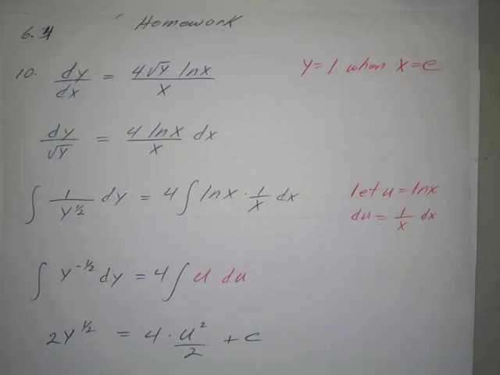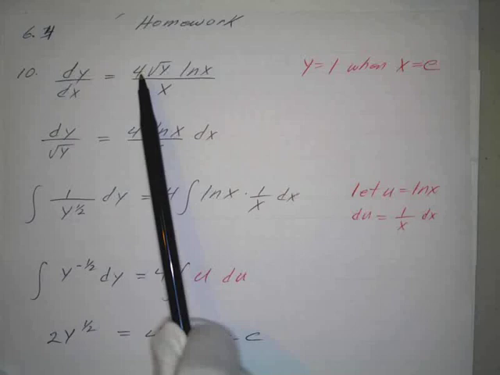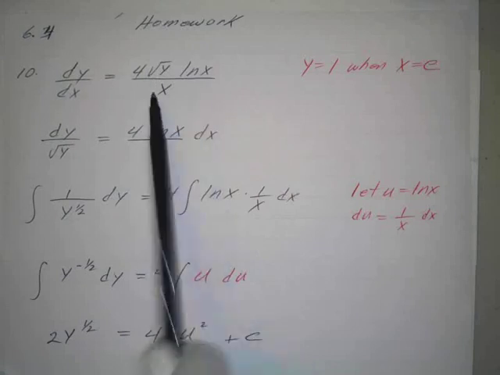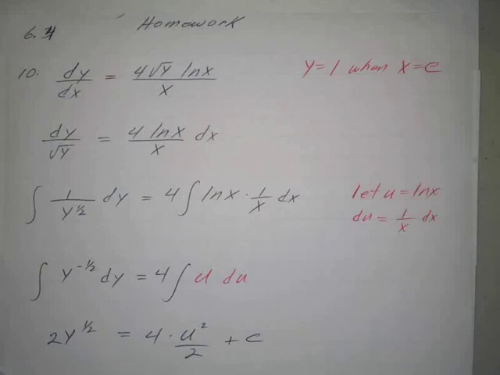And these are again the differential equations we're solving by separation of variables. So we have given dy dx equals 4 times the square root of y, natural log of x over x, and then y equals 1 when x equals e. So again, we proceed the same way.